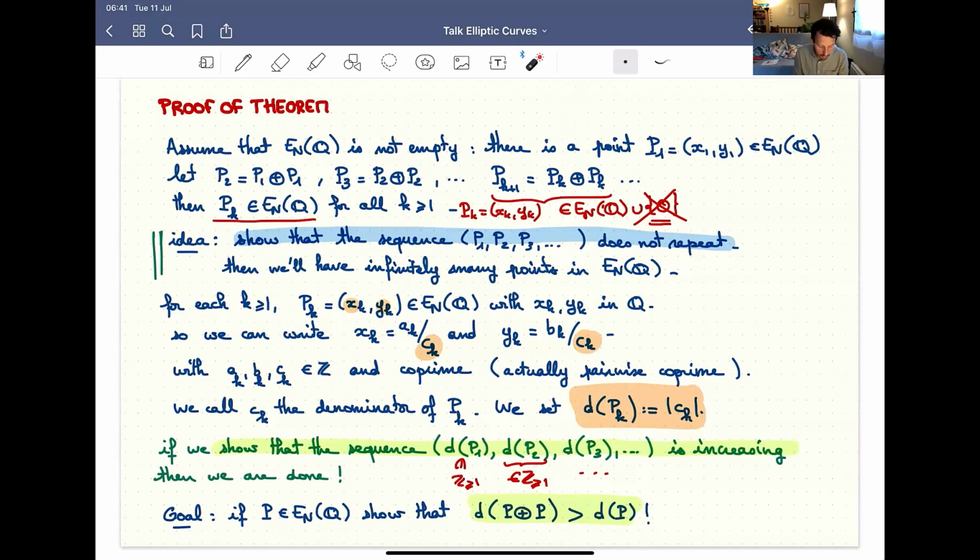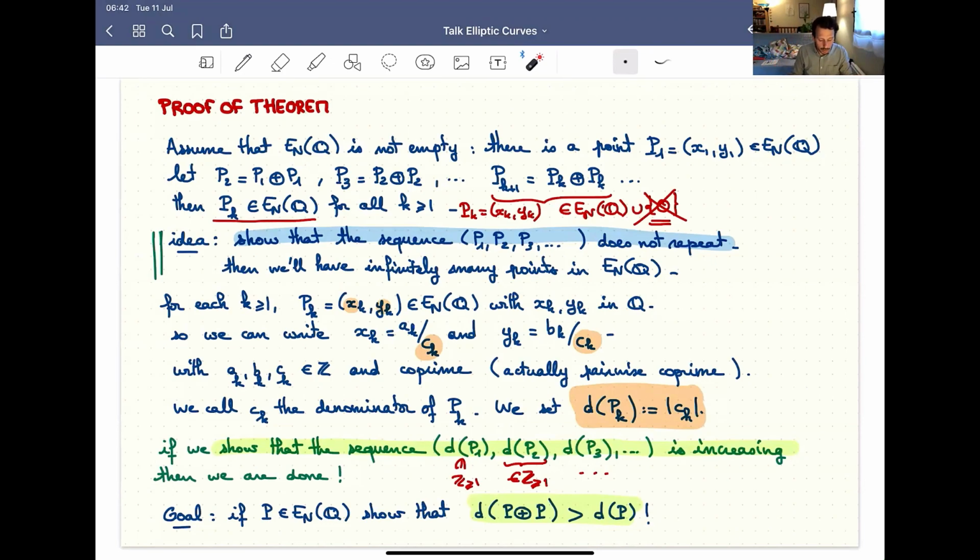And it's true, right? If the denominator of P2 is strictly larger than the denominator of P1, then P2 cannot equal P1 because the denominators do not match. And if the denominator of P3 is larger than the denominator of P2, then P2 and P3 do not match. They cannot equal each other because the denominator of P3 is strictly larger than the denominator of P2, which is itself strictly larger than the denominator of P1. So P3 is also not equal to P1, etc. The point is, at each step, P1, P2, P3, etc., we increase the size of the denominator.